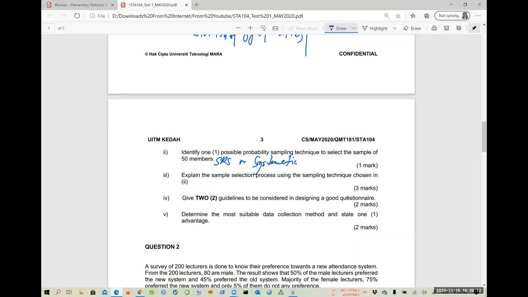And then explain the sample selection process using the sampling technique chosen in 2. So this one, number 3, depends on your answer in number 2. I will just narrate the selection process. If you cannot follow later on, you can just go back and go through my video for this one, and narrate it once more together with me, and try to understand what is going on. Okay, if your answer is simple random sampling, what is the process?